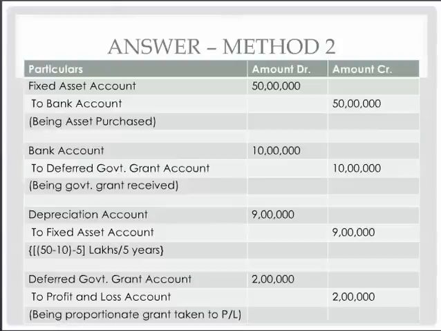This is how over the period of 5 years you will credit income statement by 2 lakhs every year, totaling 10 lakhs. This is how deferred government grant is taken to profit and loss account. This is the method 2 of accounting for grants relating to specific fixed assets.